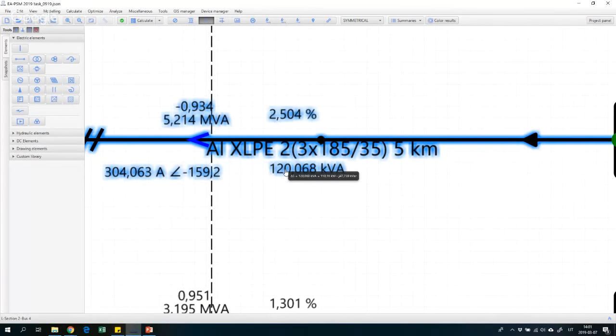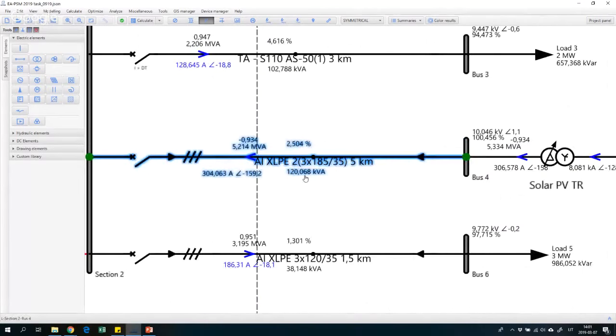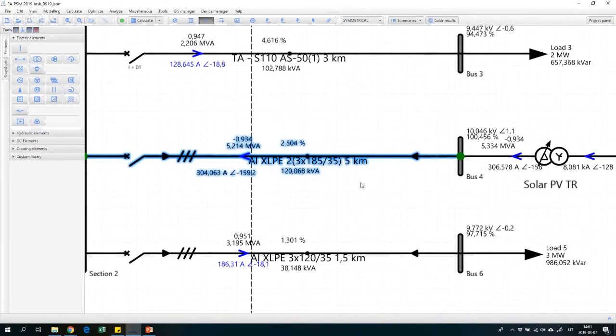So now I directly see that my losses are significantly smaller. Instead of 166 kilowatts, now I have 110 kilowatts of active power losses. What is more, my voltage drop instead of 4% is now only 2.5%. So this kind of cable configuration, where I have two parallel cables, 185 millimeters square each, allows me to reduce power and also voltage losses.